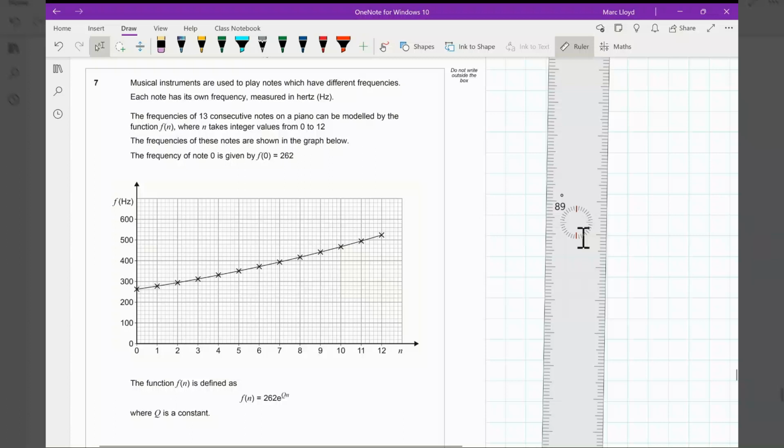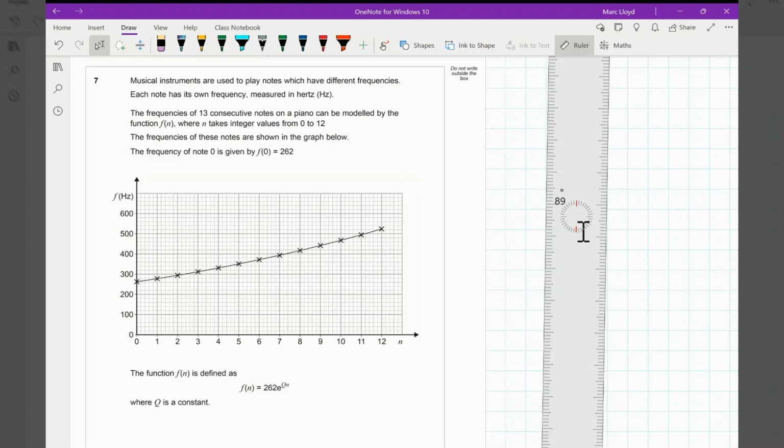Okay, question 7, the last question of this paper, so let's get into it. Musical instruments are used to play notes which have different frequencies. Each note has its own frequency, measured in hertz. The frequency of 13 consecutive notes on a piano can be modelled by the function f of n, where n takes an integer value from 0 to 12. The frequencies of these notes are shown in the graph below, and the frequency of note 0 is given by f of 0 equals 262, which basically means when n is 0, it's 262 hertz.